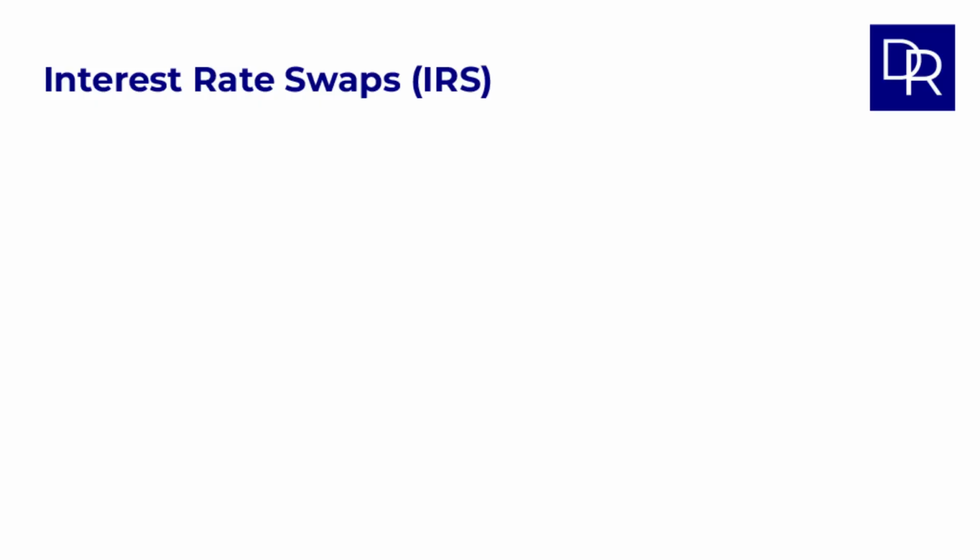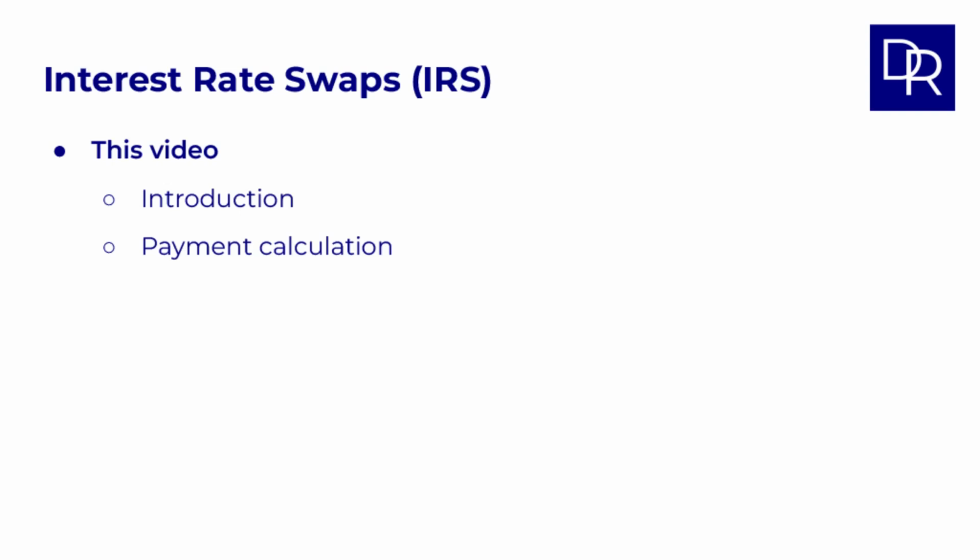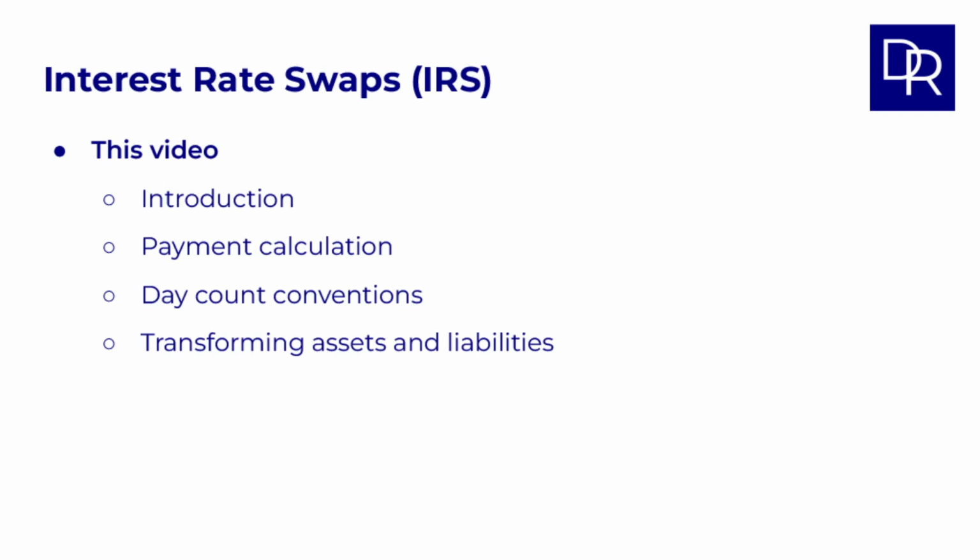This video is the first of a short series on interest rate swaps, or IRS. We'll start with a general introduction of these products. Then we'll look at how the payments in a standard fixed floating IRS are calculated. I'll then cover the important practical issue of day count conventions. And then we'll see how a standard IRS can be used to transform both assets and liabilities. In the next video, we'll look at valuation.